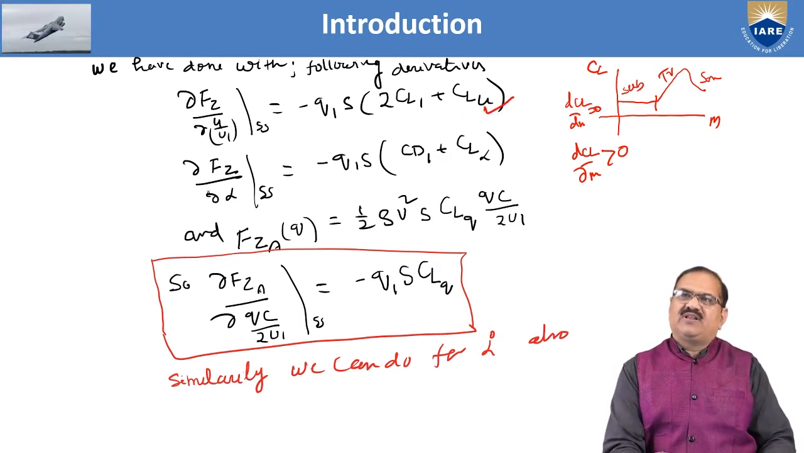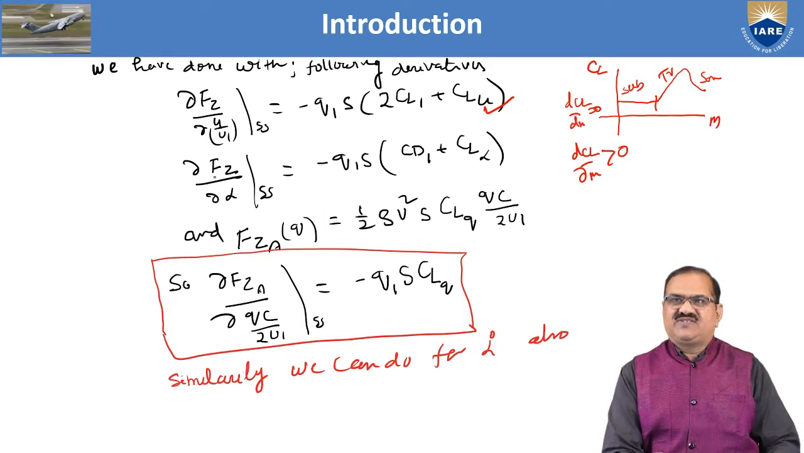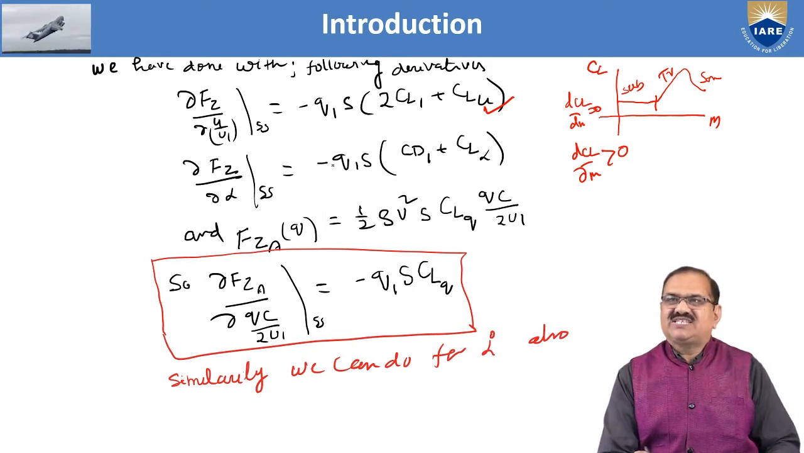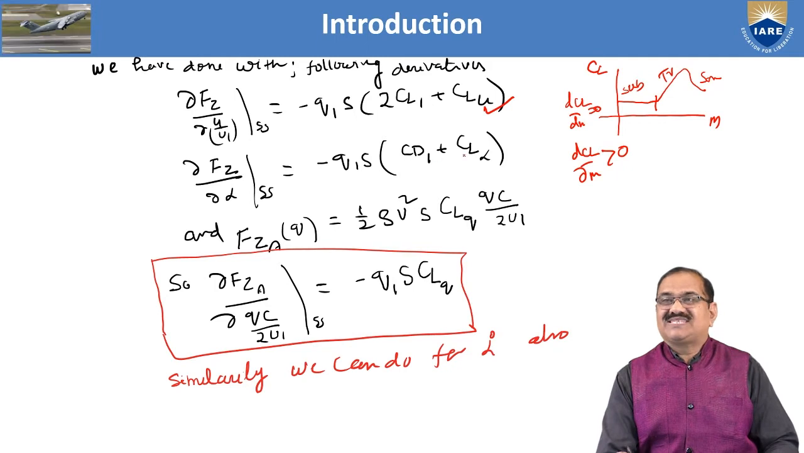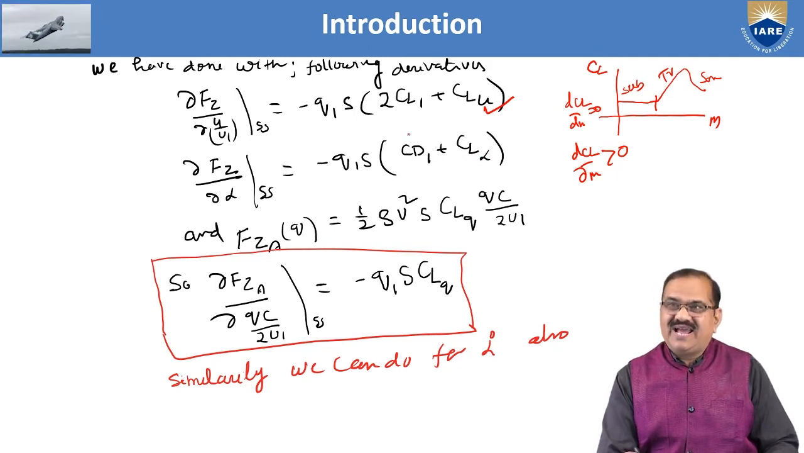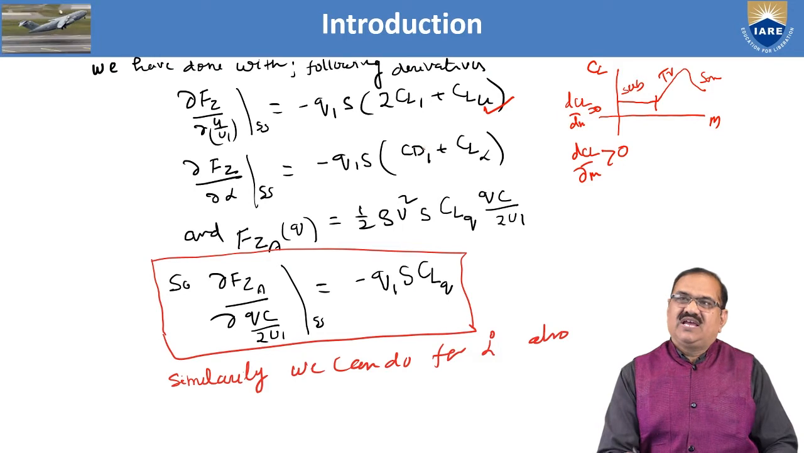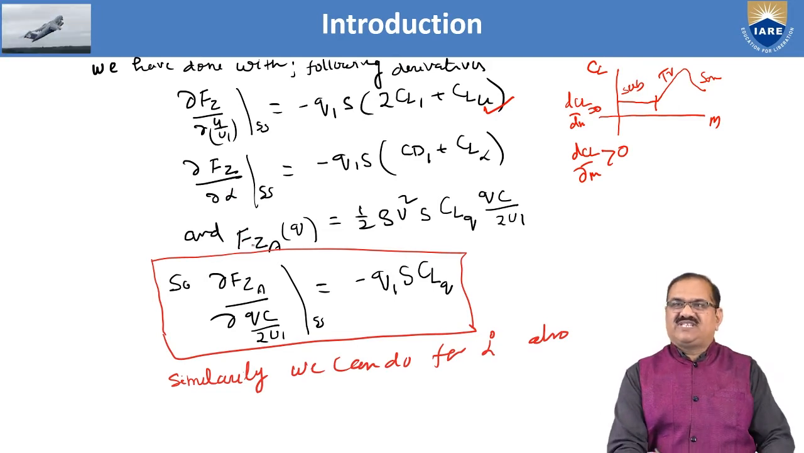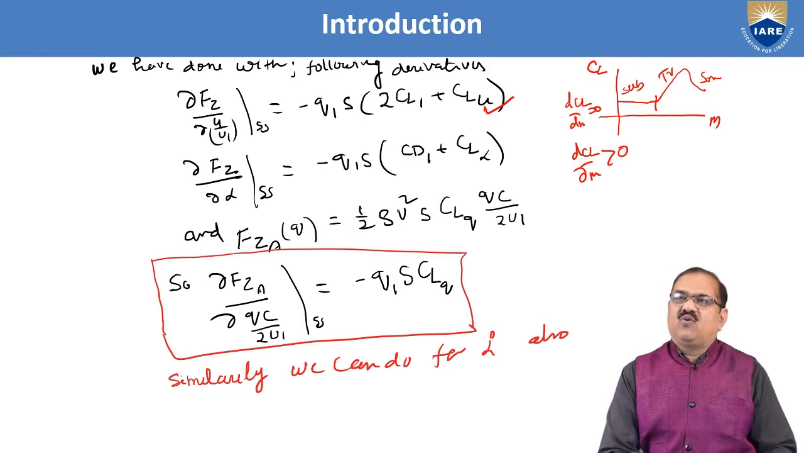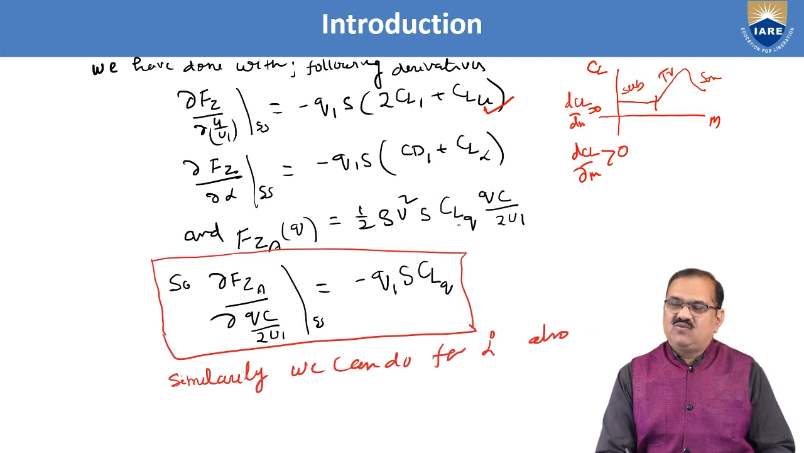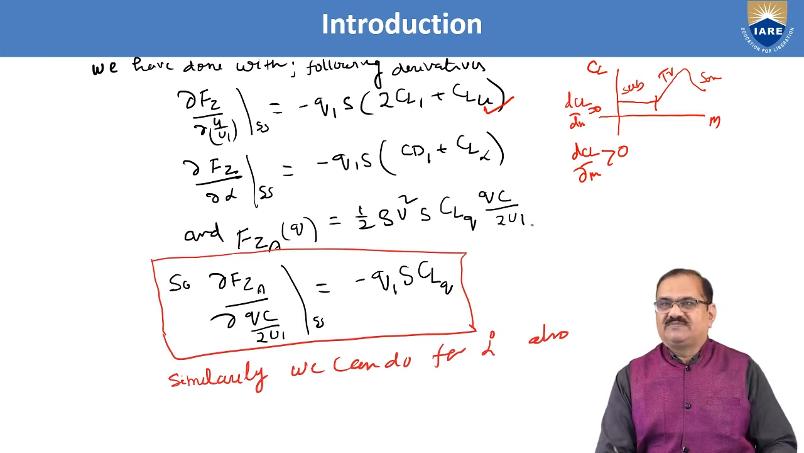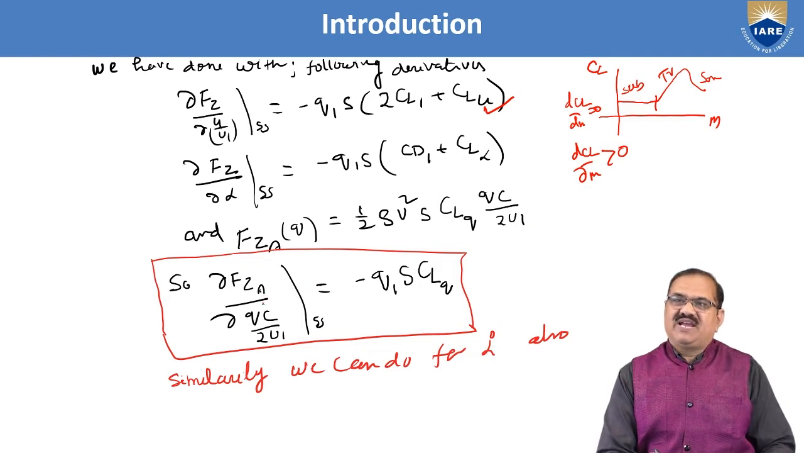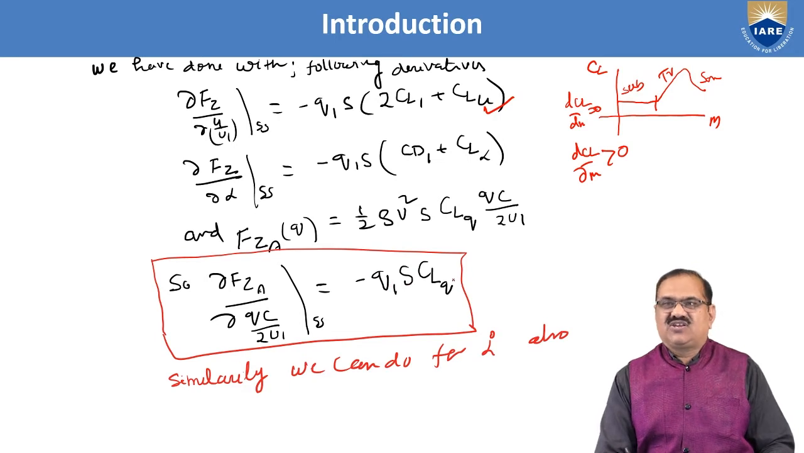Now next we have drawn the alpha derivatives. ∂Fz/∂alpha is equal to minus Q1 S (CD1 plus CL alpha). Here, if you know the drag at steady state and you know the CL alpha, we can find out this alpha derivative. And also Fz due to q is equal to half rho V squared S CLq (qc/2u1), and ∂Fz/∂(qc/2u1) is equal to minus Q1 S CLq.